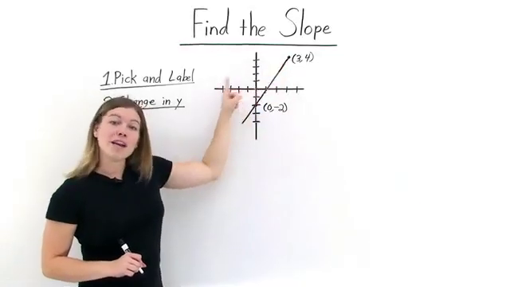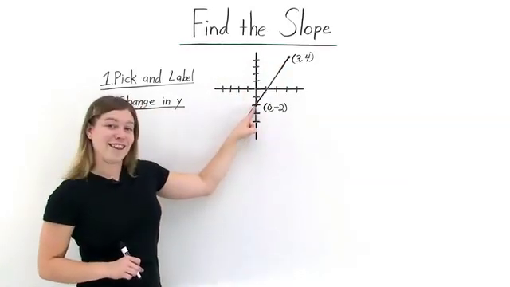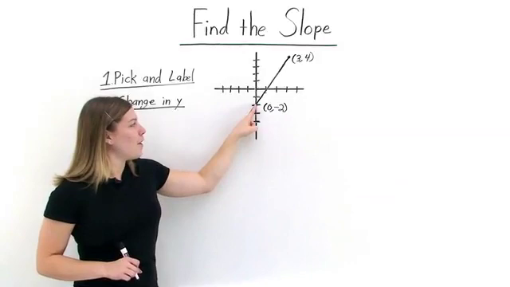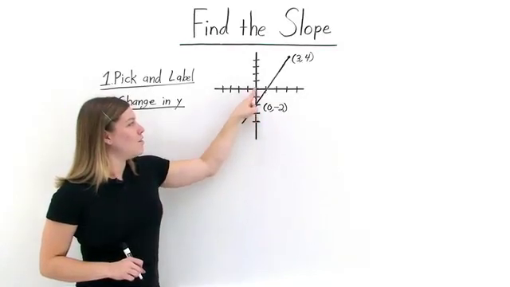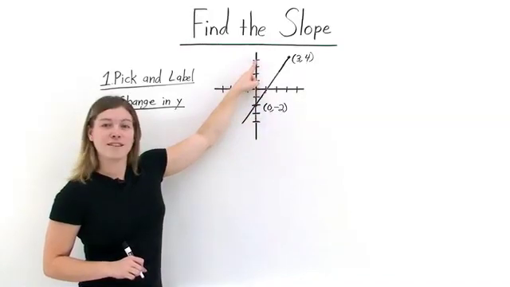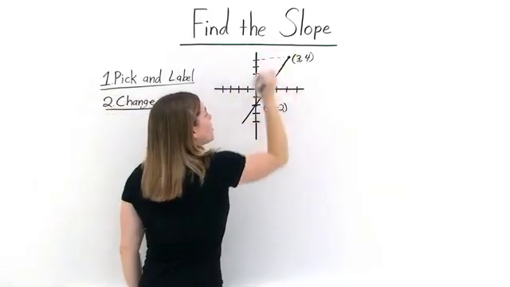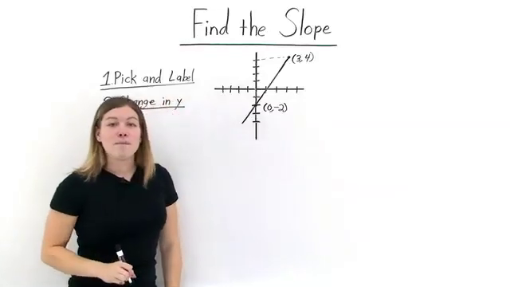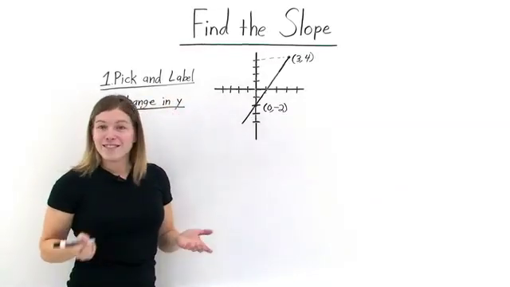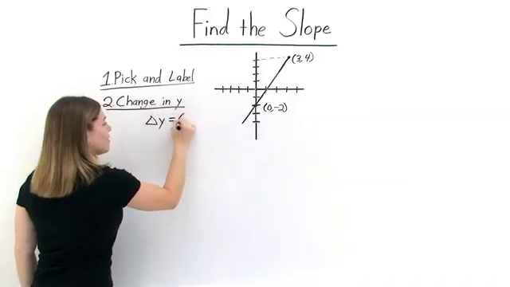Well, we know we need to move up, so y is positive. But how many? Let's look. Start at our point and count. 1, 2, 3, 4, 5, 6. When we get to 6, we see that we've become even with our second point. So that means that's our change in y, 6. Our change in y is 6.